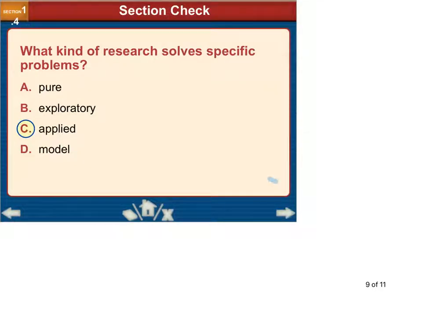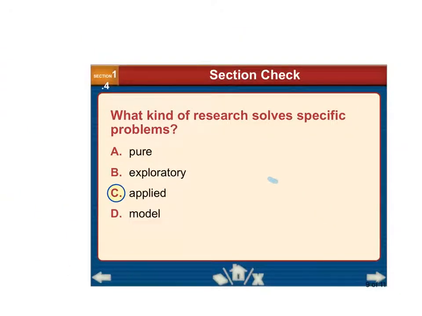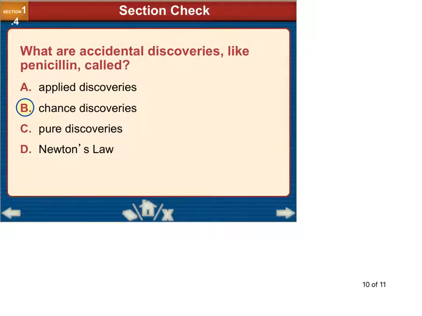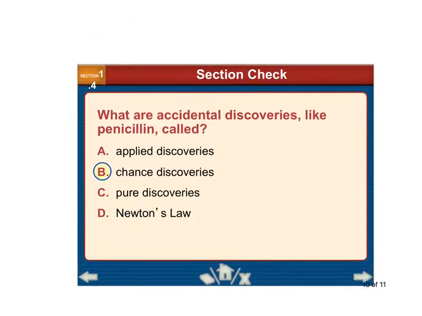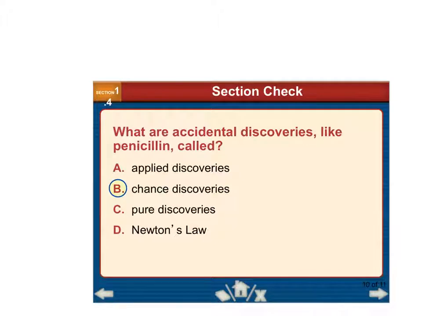And then a few quick questions. What kind of research solves specific problems? You should know that as applied research. What are accidental discoveries like penicillin called? And we see that's chance discoveries.